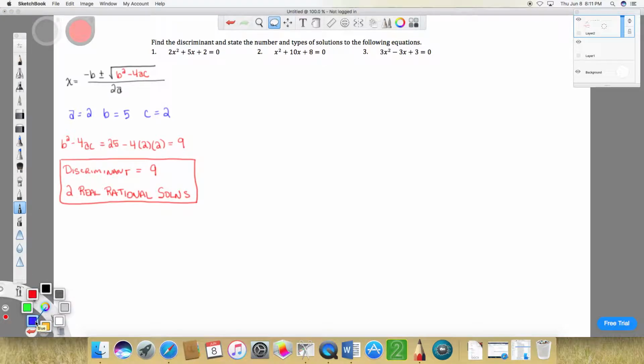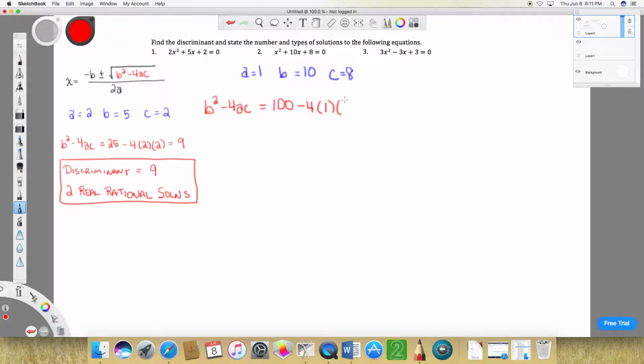So in this next one, let's identify A, B, and C, because it's in standard form as well. A is equal to 1, B is equal to 10, C is equal to 8, and for this discriminant, we know the formula. It is B squared minus 4 times A times C. B squared is 10 squared, which is 100, minus 4 times A, which is 1, times C, which is 8. So we have 100 minus 32. Wouldn't that be 68?